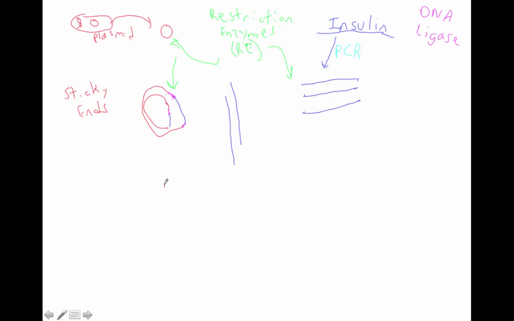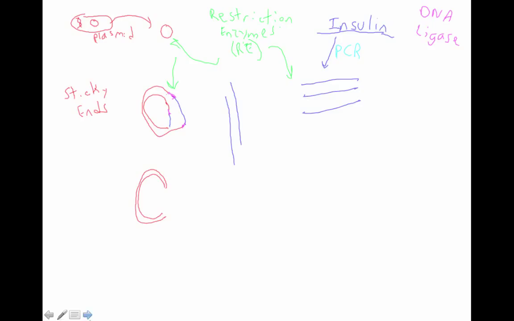So here's our plasmid, and I guess I'll still draw it with 2 strands here, just so we remember that it's DNA, so there are 2 strands to it always. Even though for simplicity I didn't draw it initially, there are 2 strands here.